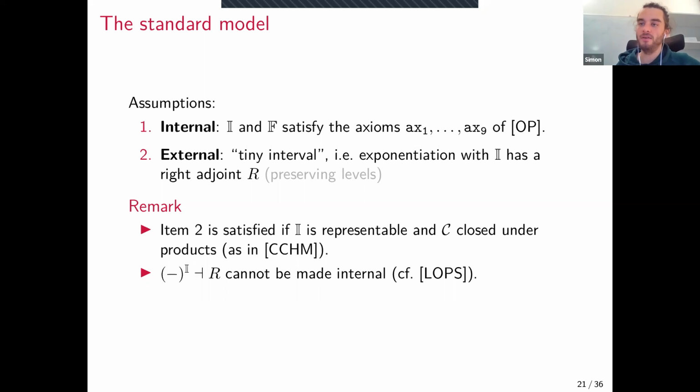So this somehow says that, well, 0 is not equal to 1. And well, you can read the Orton-Pitts paper. I will not be able to go into this anyway; it's not important right now.